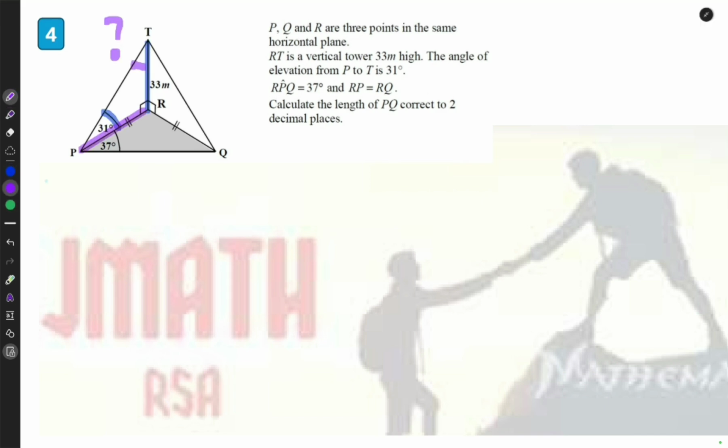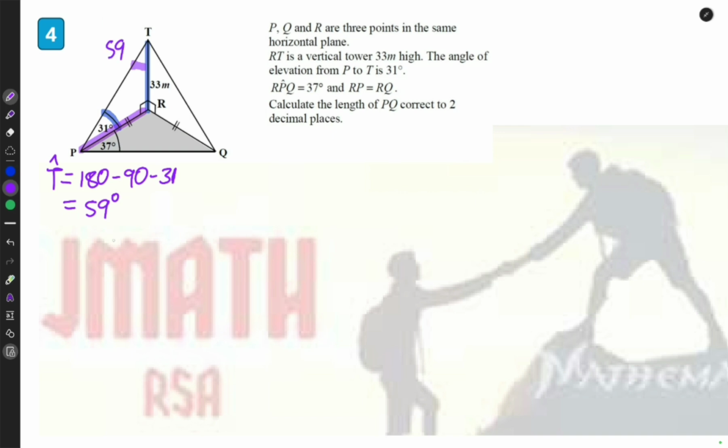I can see that with blue, I have the 31 and the 33. So they go together. And then with the purple, I don't have its opposite angle, but there's a 90 degrees. So I can just work out the opposite angle with interior angles of a triangle. Then I can say angle T must be equal to 180 minus 90 minus 31. And that just gives me 59 degrees. So now I have everything for purple.